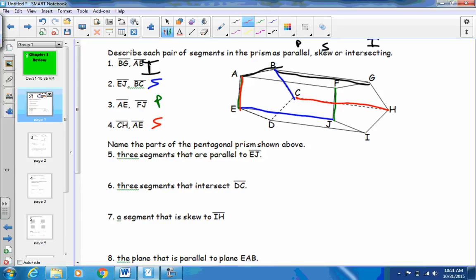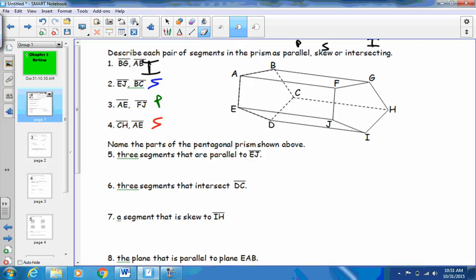All right, part 2. Name the parts of the pentagonal prism shown above. We're still using the same thing. I'll erase these parts. Number 5 asks for three segments that are parallel to segment EJ. So we have segment EJ.